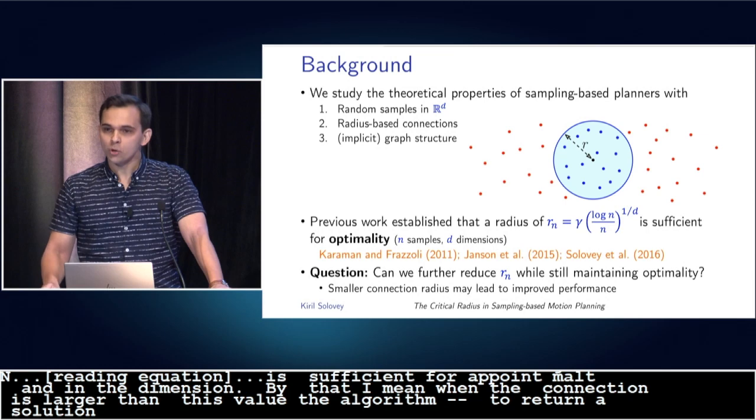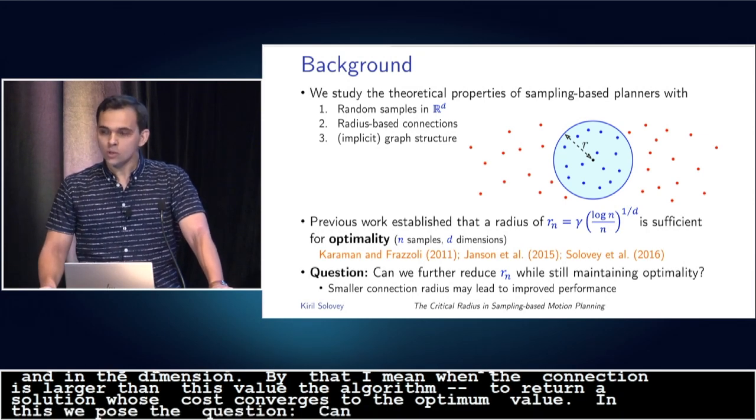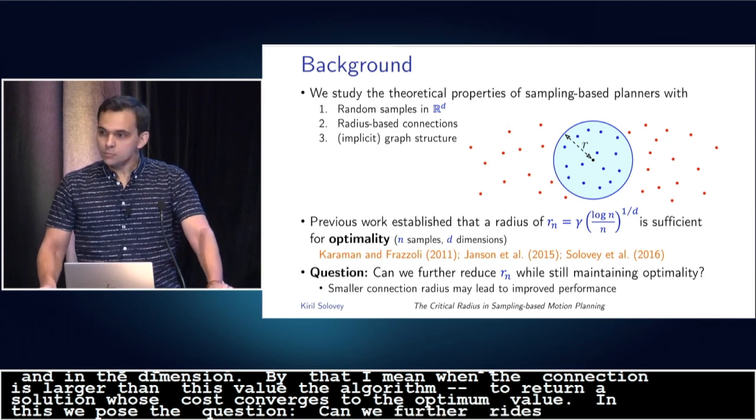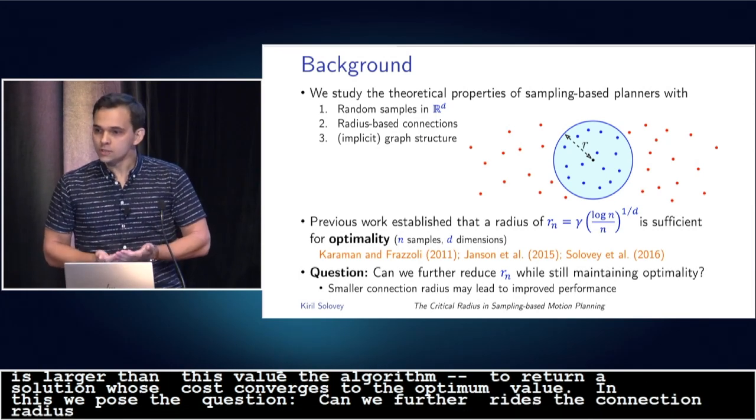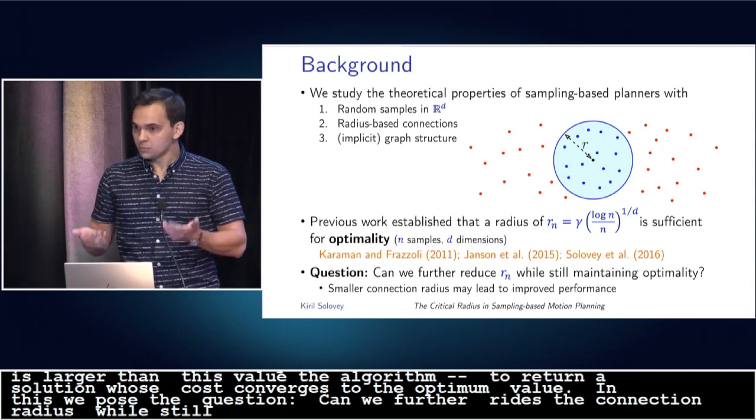In this work, we pose the following question. Can we further reduce the connection radius while still maintaining optimality? The motivation for that is that a smaller radius can reduce the running time of the algorithm and improve the performance.